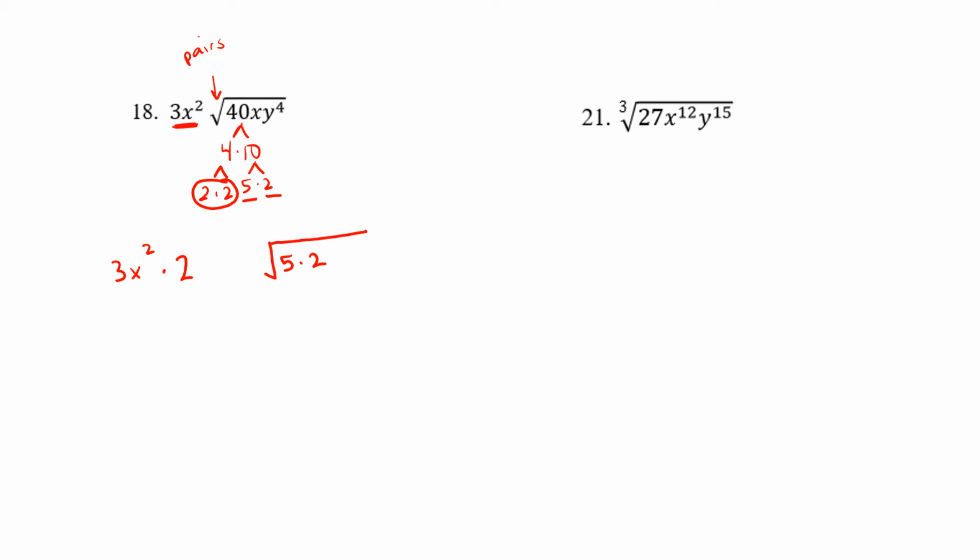Now let's move on to the variables. First start with the x. We're looking for pairs. There's just one x. There's no way for us to take a pair out right there. So that x is going to stay inside of the square root.